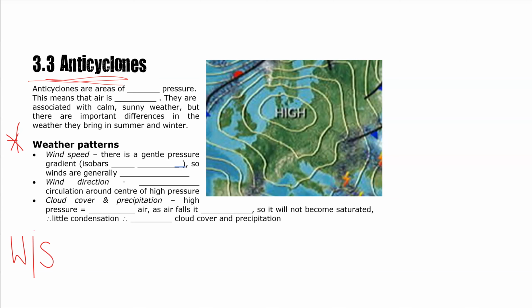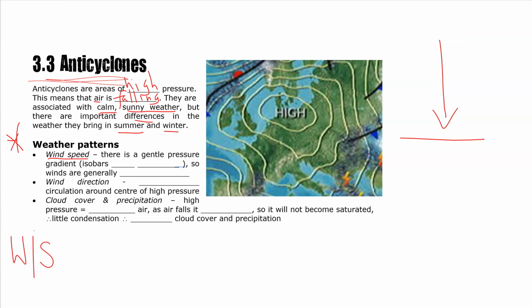So, a couple of general points. Anticyclones are areas of high pressure. That means that the air is falling. Now that's the opposite of a depression. Those are areas of low pressure where the air is rising. So whenever you learn the characteristics of the depression, the anticyclone is the opposite: high pressure, the air is falling towards the ground. They're associated with calm weather, very often sunny, but as I say, there are important differences in the summer and winter. Okay, what are the general patterns that we see with this?